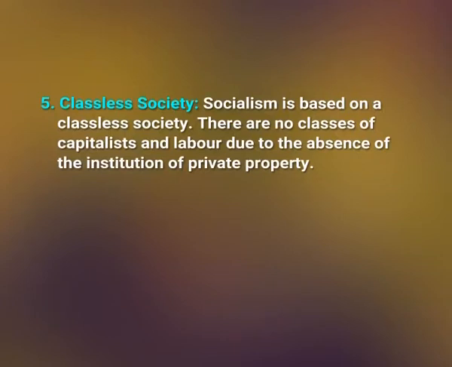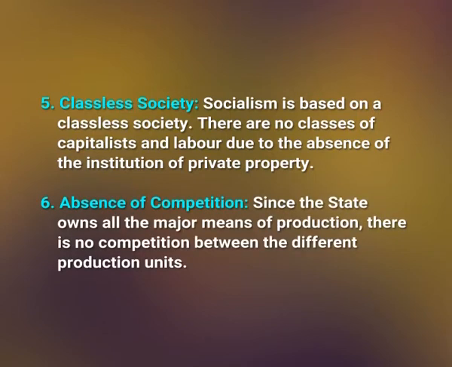Fifth one is classless society. Socialism is based on a classless society. There are no classes of capitalist and labor due to the absence of the institution of private property. Next is absence of competition. Since the state owns all the major means of production, there is no competition between the different production units. Now we will see merits of socialism.